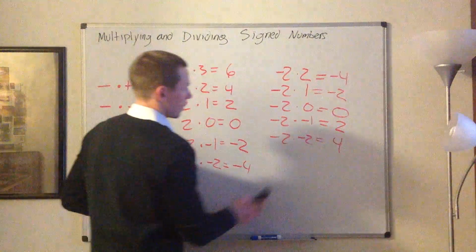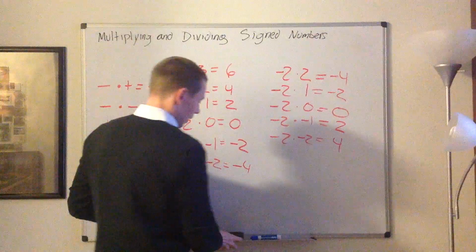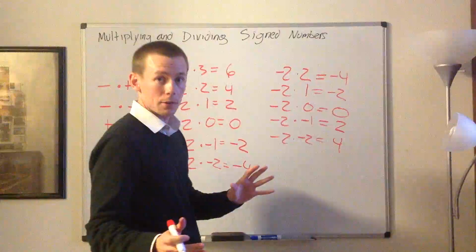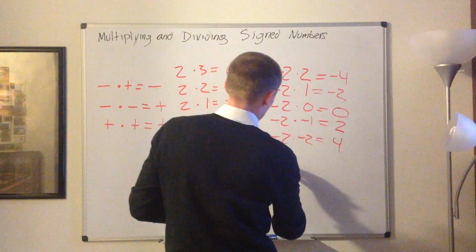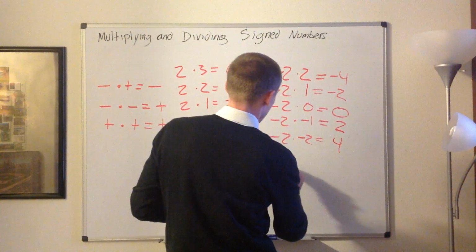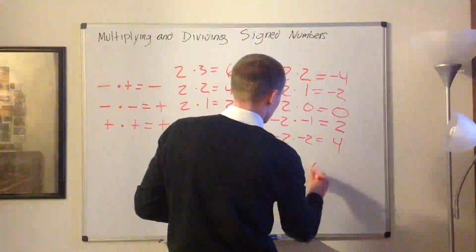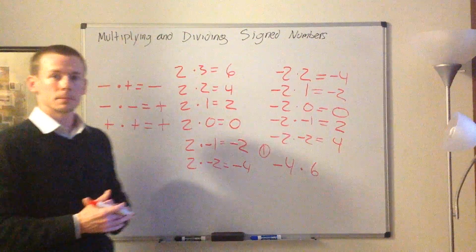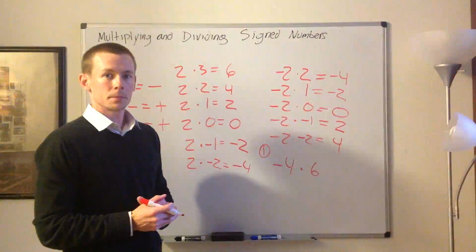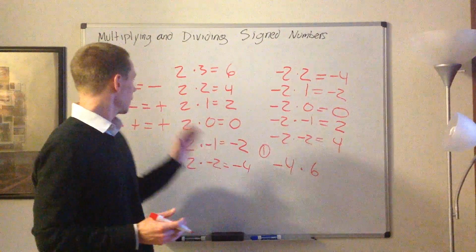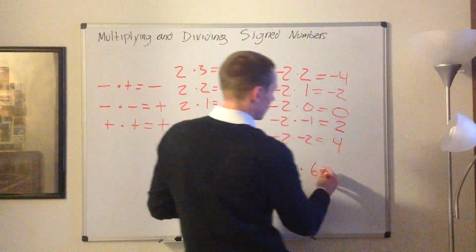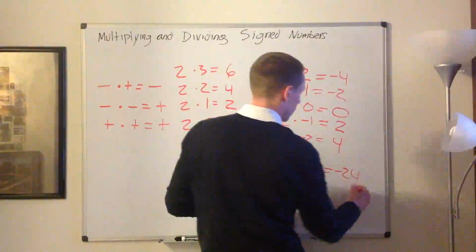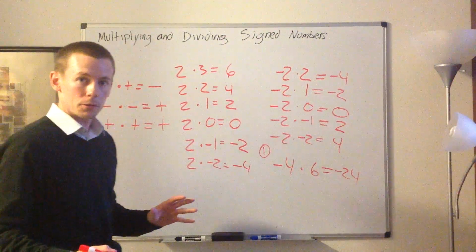So I'll have you try one of each here. So let's do -4 times 6. What is the answer to that? Okay, well, a negative times a positive is negative, and 4 times 6 is 24. So you should have gotten -24.